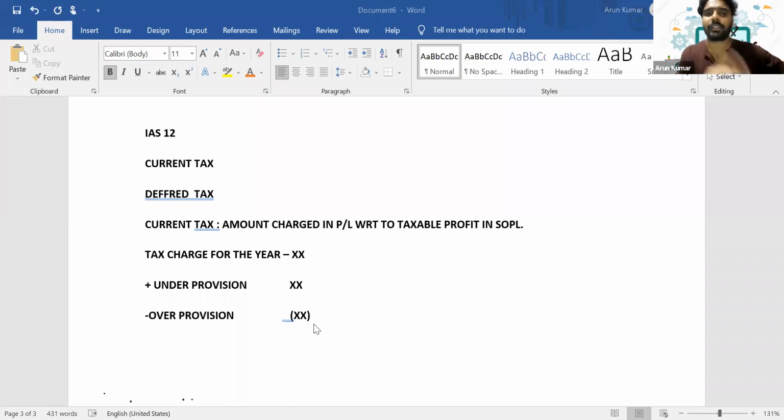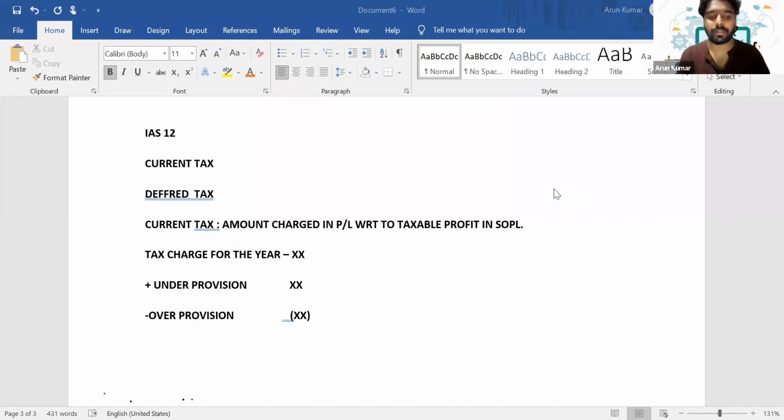In that scenario, that additional expense will be deducted from your current year's tax expense. So the current tax calculation will include the tax charge for the year, that is current year's taxable profit multiplied by the tax percentage, plus under provision minus over provision. Is it clear, everyone? Yes. So that's how we'll account for the current tax.